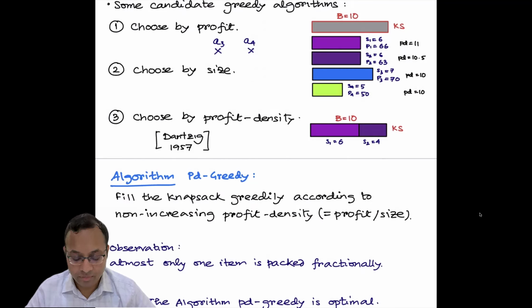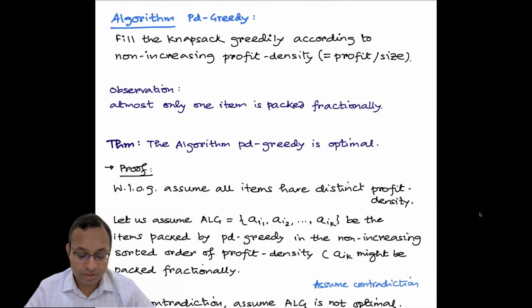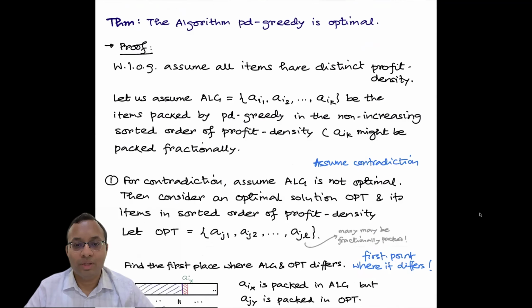But why is this correct? To prove that the algorithm is correct, we'll follow the usual template for greedy algorithms that you have seen in the case of minimum spanning tree and in the case of unweighted interval scheduling. We will assume that the greedy algorithm is not optimal, and then we will create another solution from the optimal, let's say opt prime, which is either better than the optimal solution or even closer to the algorithm solution than the optimal solution, and we'll arrive at a contradiction. That's the general template we have followed. So let's go over it in detail.